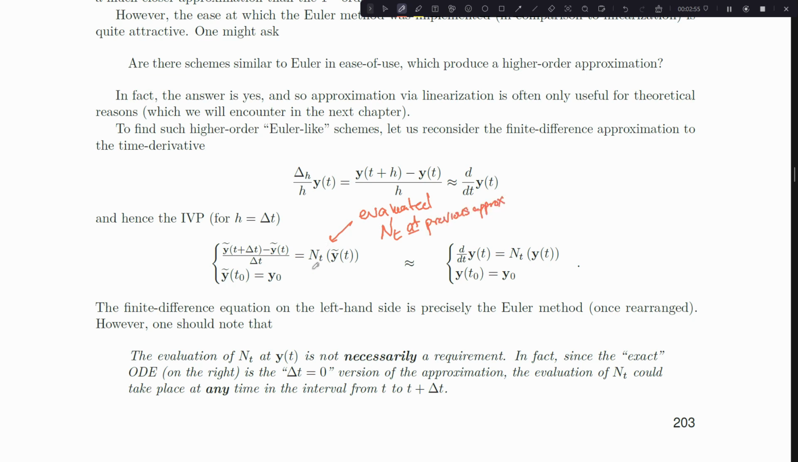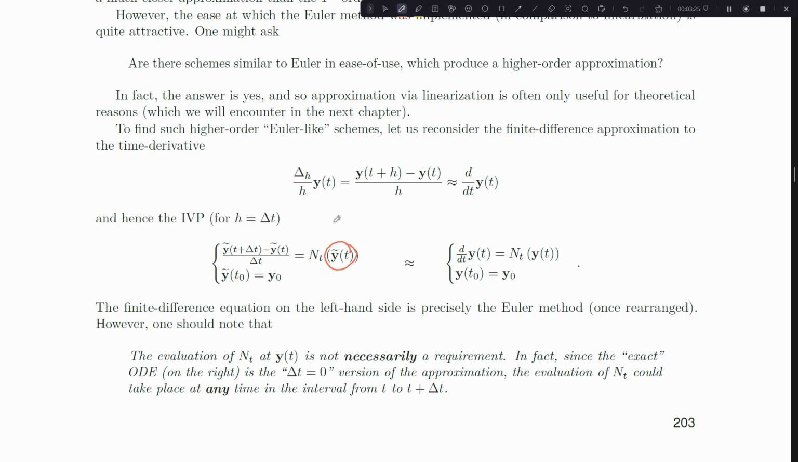But in fact, the value that we should be evaluating N sub t at should really be either the midpoint between y tilde, our current time step, and the future time step, because y has a different value there, which means N is going to have a different value there, which means our approximation could possibly get better if we knew what that value would look like. Or we could evaluate, in fact, at any time between the current time step and the future time step.